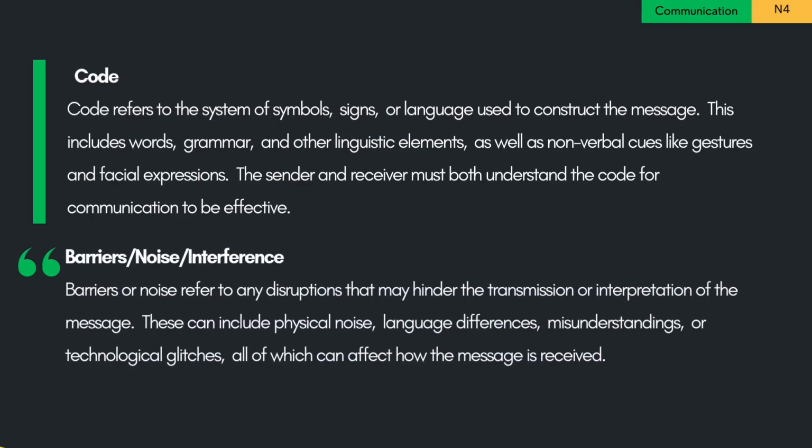7. Barriers and noise interference. Barriers or noise refer to any disruptions that may hinder the transmission or interpretation of the message. These can include physical noise, language differences, misunderstandings, or technological glitches, all of which can affect how the message is received.